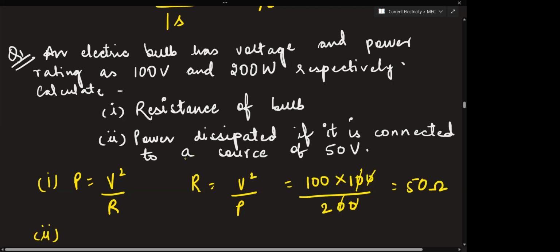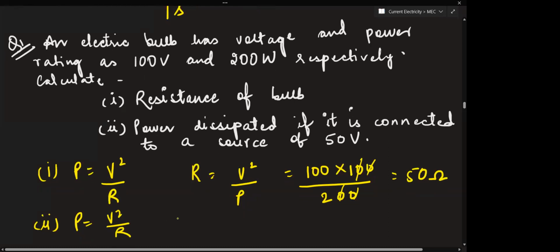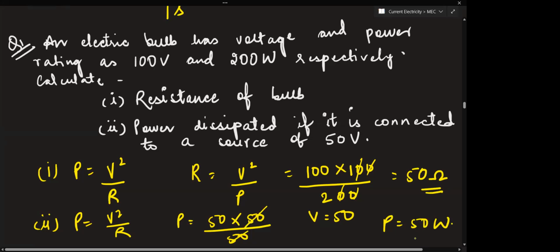Second one is what? Power dissipated if it is connected to source of 50 volt. So power is equal to V square divided by R. V now is 50, so that becomes 50 into 50, and your resistance is 50. So your 50 and this 50 gets cancelled. And power also comes out to be 50 watt. These are the two answers.